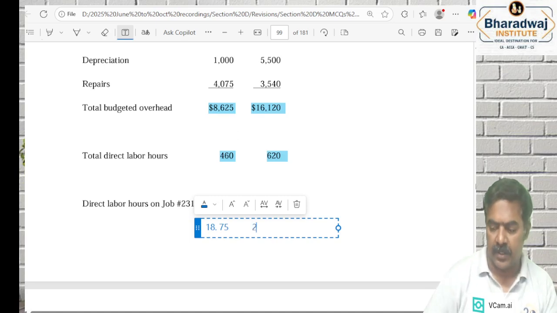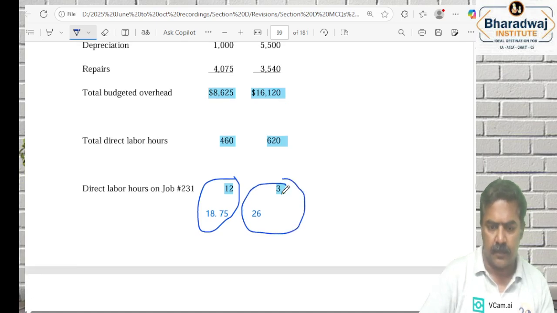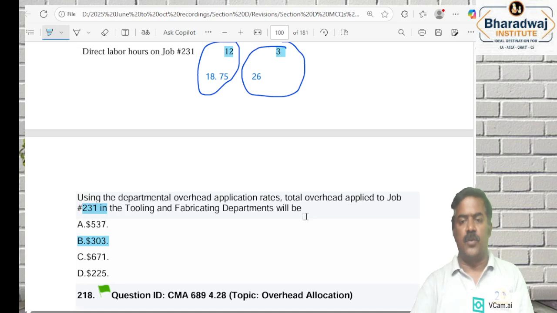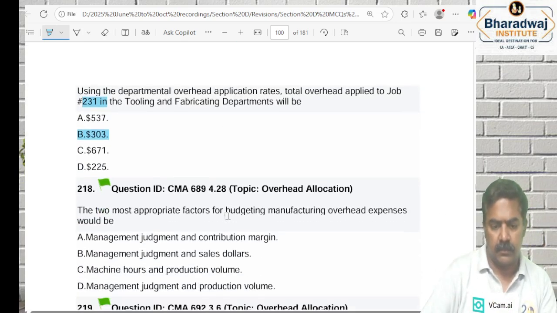26. Then for this job, multiply these two. 12 hours into 18.75 plus 3 into 26. Right, 12 into 18.75, 3 into 26, 303.